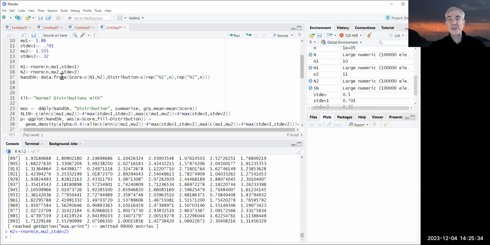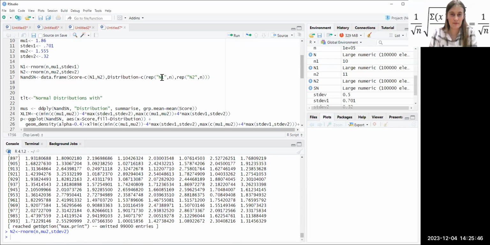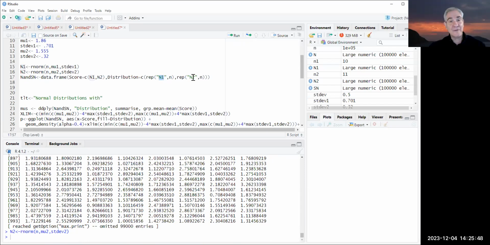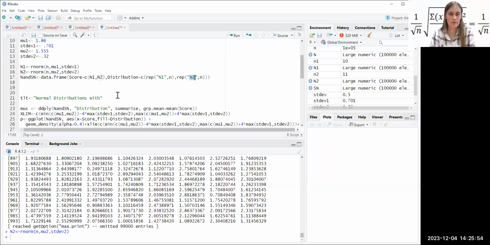And now all I'm doing is creating a data frame that's going to list both of those distributions. So it's going to end up being 200,000 values. The first of which are n1, the second of which are n2. First 100,000 n1, second 100,000 n2. All right. Sounds good. So far, so good.